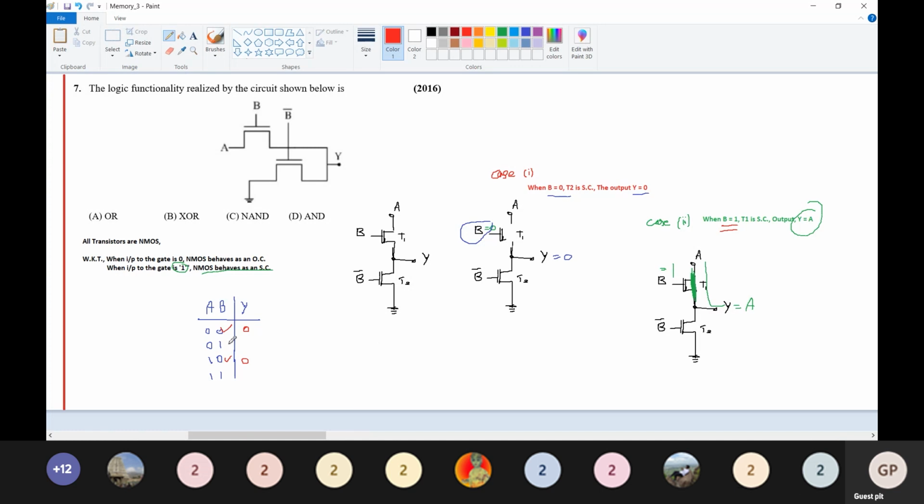And similarly, when B is equal to 1, Y is equal to A. That means here it is 0, so here also it is 0. Here it is 1, here also it is 1. So now this truth table resembles what? It resembles an AND gate. When all inputs are high, the output is high. So your logic functionality is an AND gate. Okay, that's fine. Then we'll move to the next one.